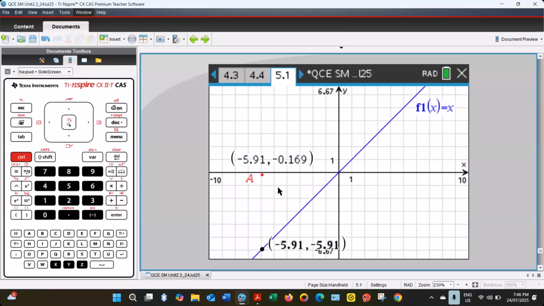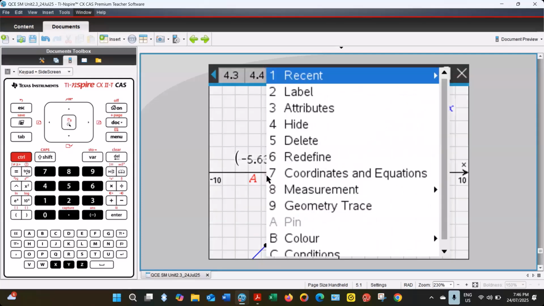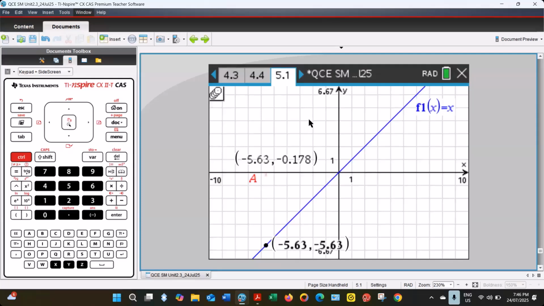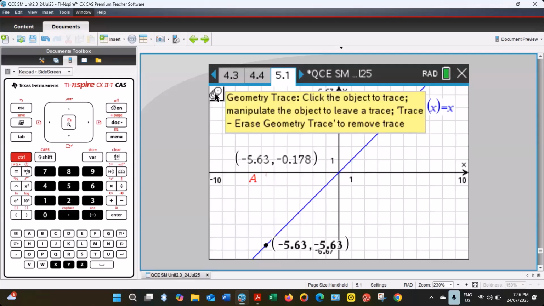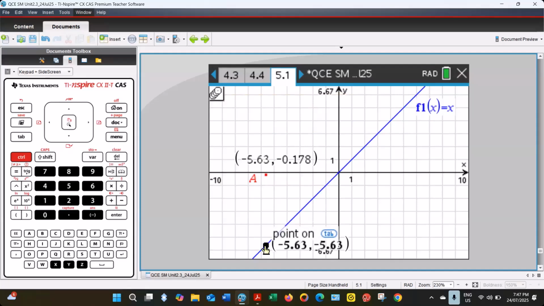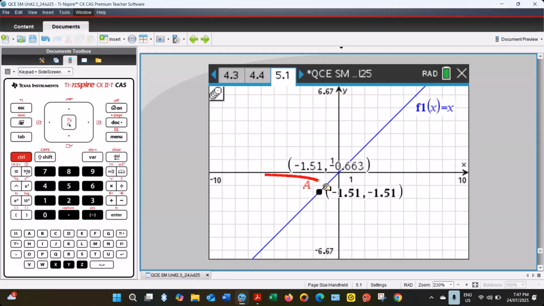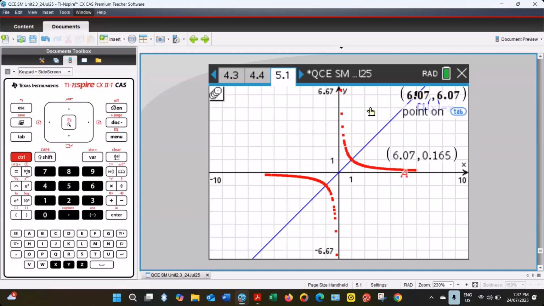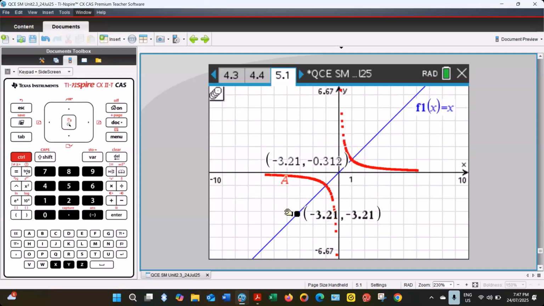Now, another geometry tool that we can use is geometry trace. So you can hover over the point A and control menu, and one of the options is geometry trace. And how do we use the geometry trace? Click the object, which I've already done because we started from the object, and then what it is that is doing the tracing. So as I move the point along, it's leaving a trace of where the point A has been, the locus of point A. Which is rather neat. Okay, so I'll leave it there.